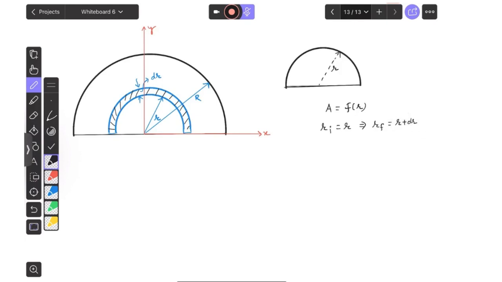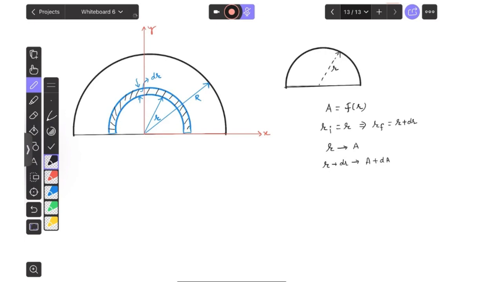When the radius was r, we were having some area. Suppose the area that we were having was A. When the radius is made equal to r plus dr, the area will change. Suppose the area increases by dA. So the new area when the radius is r plus dr, we could write as A plus dA. Whatever is the change in the area when I change the radius by dr, that is the area dA we want to find.